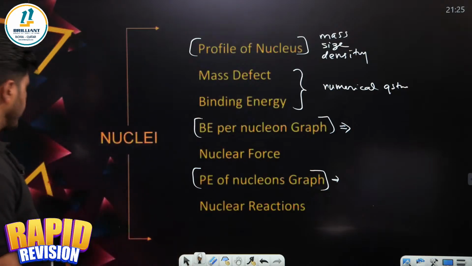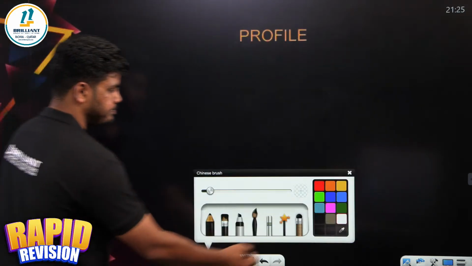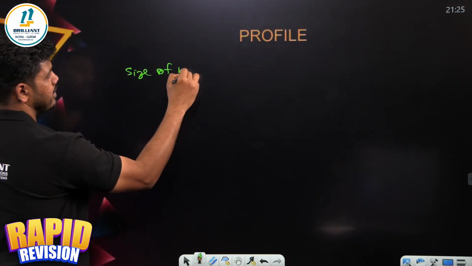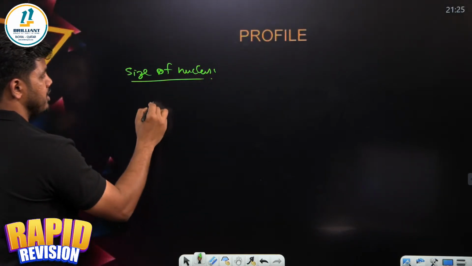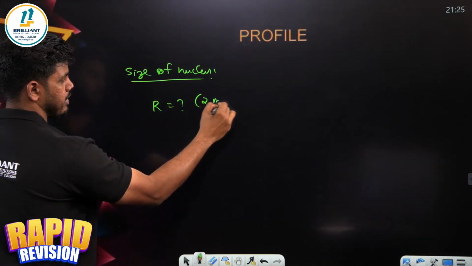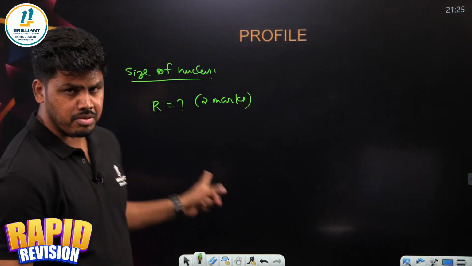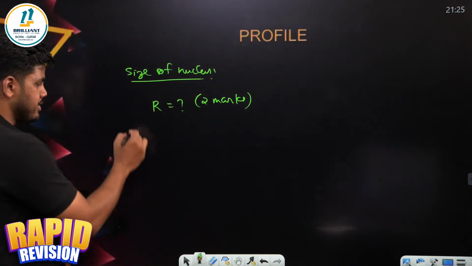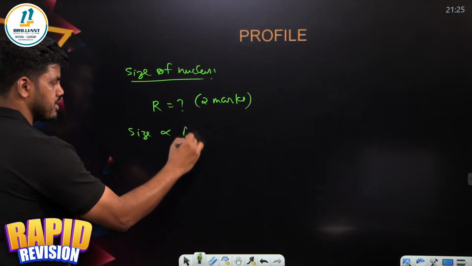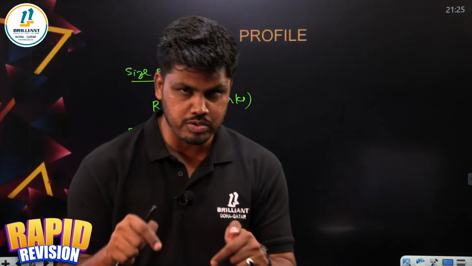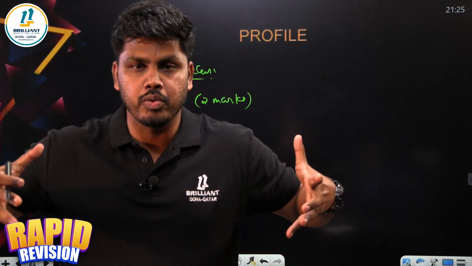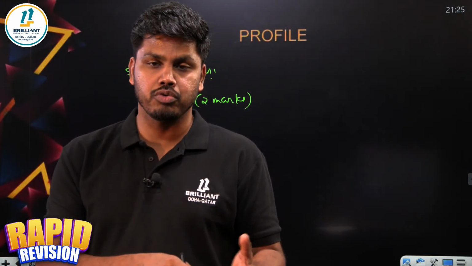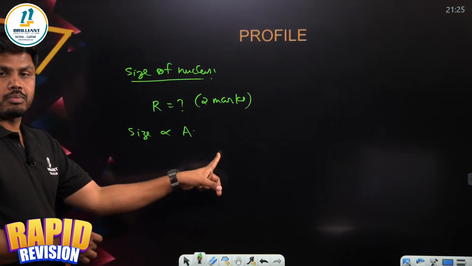So when we come to the profile of the nucleus, we first found out the size of the nucleus, right? Size of nucleus, this part: obtain a relation for radius. What is the expression for radius? Sometimes we get 2 marks questions, directly asked: obtain the expression for the radius of the nucleus. And we know how to derive that, right? Size of the nucleus is proportional to mass number. Mass number is the total number of neutrons and protons inside the nucleus. So if you go for a bigger nucleus, the size of the nucleus should of course be bigger, as more protons and neutrons should be accommodated. So definitely the size of the nucleus is proportional to mass number.